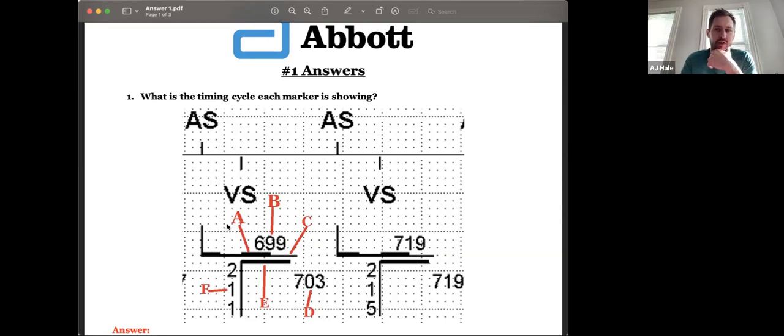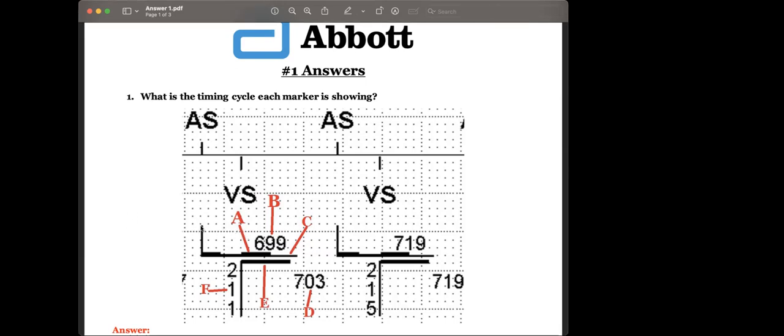I don't know if you can see my cursor. Can you all see it? My mouse? Yes, yeah, we can. Okay, perfect. Just want to make sure.